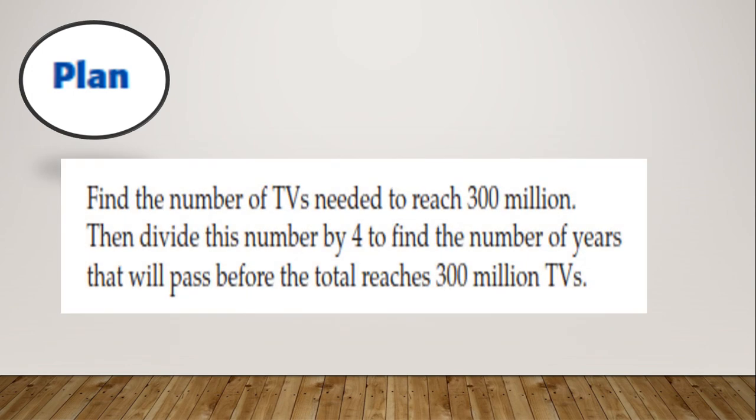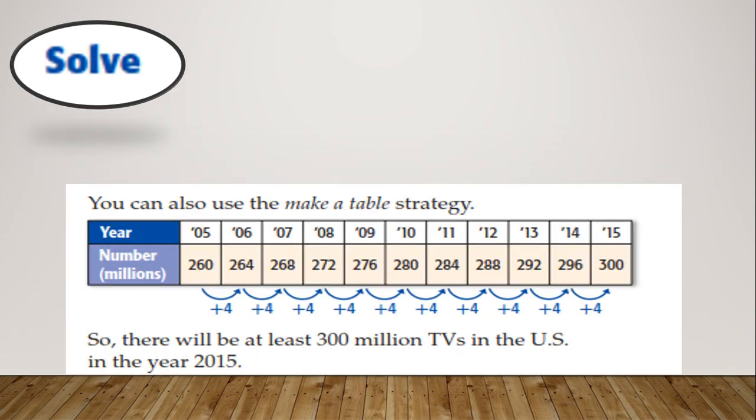So we will do that. We will find the number of TVs needed to reach 300 million. Then we will divide this number by 4 to find the number of years that will pass before the total reaches 300 million TVs. Okay, so that will be our plan. The third step, and that's the important one, now we will solve the problem.